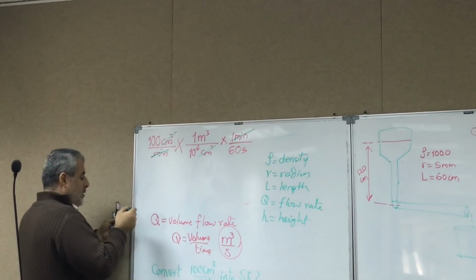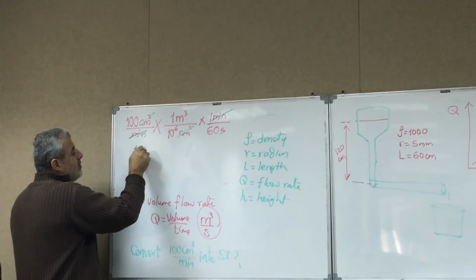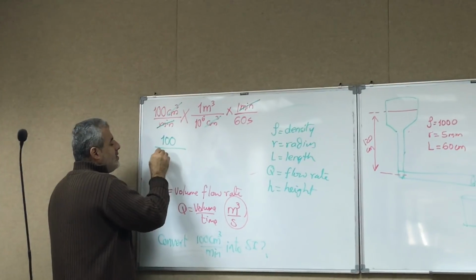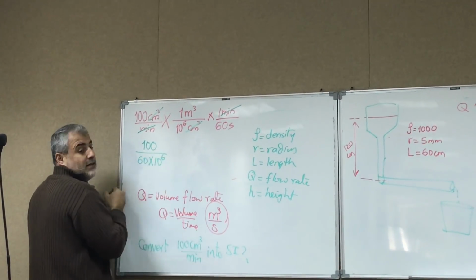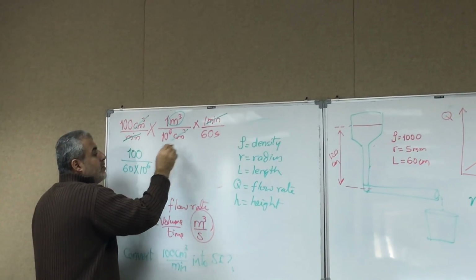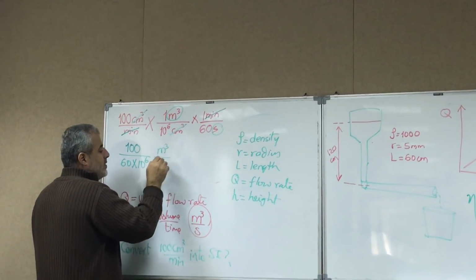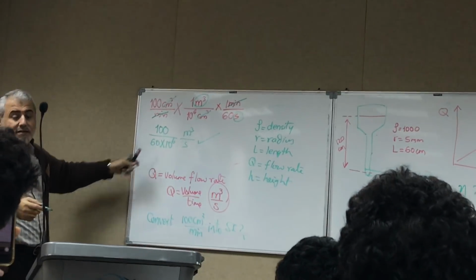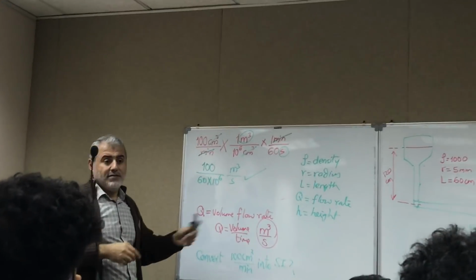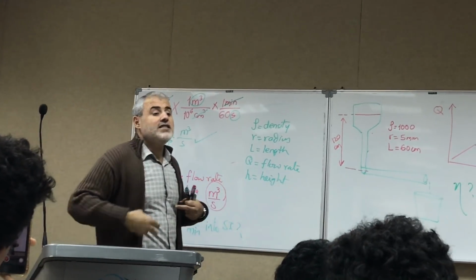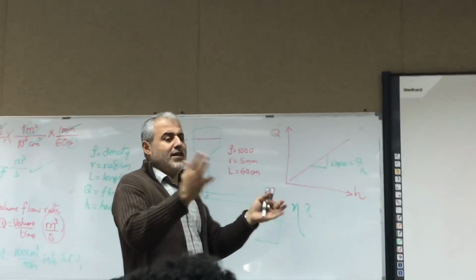So what is your answer? Your answer is going to be 100 times 1 over 60 times 10 to the power 6. What is the unit now? Meter cube per second. This is the answer. Of course, you find it in the calculator. This is to be expected in questions like these. In this experiment, precisely, this is what I expect.